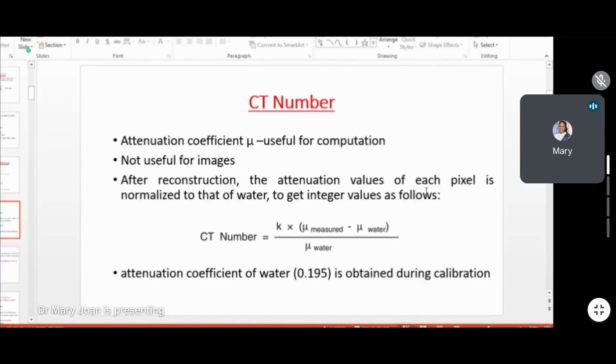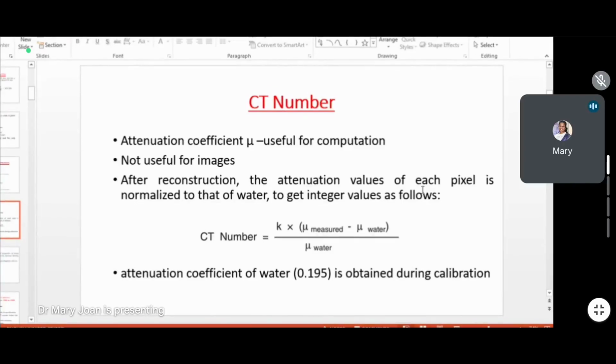CT number is calculated by... What do you understand by CT number? CT number is what makes us differentiate between tissues. Soft tissue will have a particular CT number, hard bone will have a CT number, soft bone will have another CT number, and air will have another CT number. So how we fix it from air to the hardest bone, that is the difference that happens in the body.